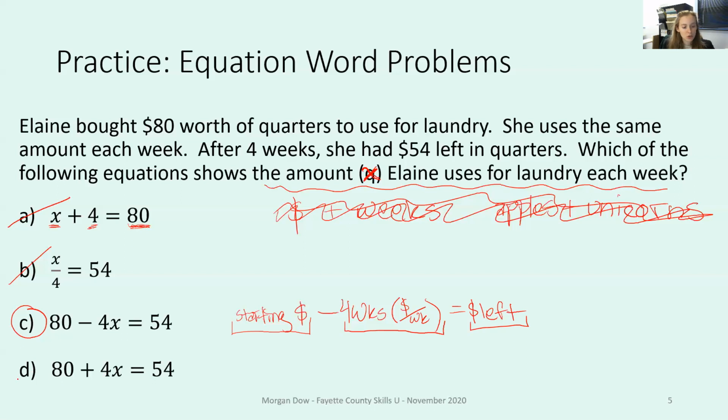If we move on to choice D, we'll see that choice D is close, but it doesn't quite work because it's saying you start with $80 and then you add money to get up to 54. That doesn't really match this situation, right? She's spending money, she's getting rid of it for 4 weeks. She's not adding it on to the $80.